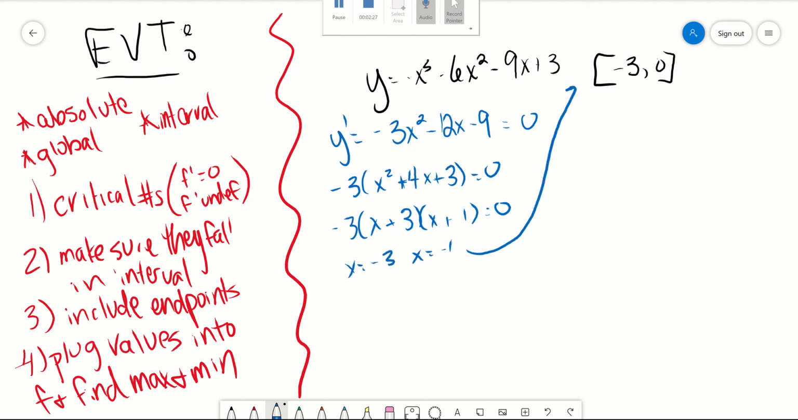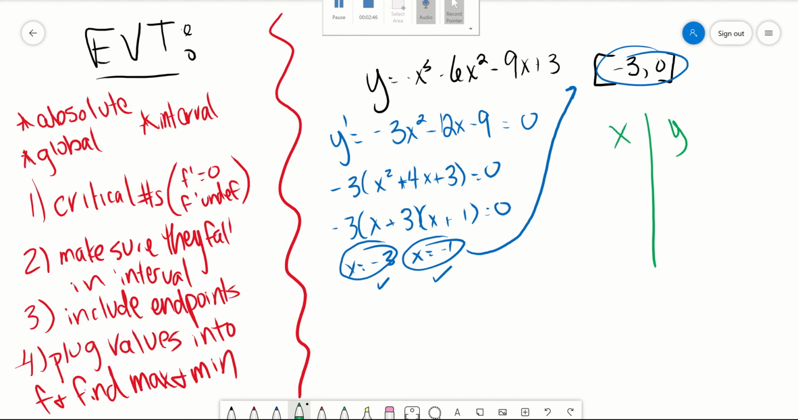Now we look. Is negative 3 in that interval? Yes. Is negative 1 in that interval? Yes. Once you've done that, you need to make sure you include your critical numbers and your endpoints in your test. I usually make a table of x and then y. I need to include my endpoints, which are negative 3 and 0. And then my critical numbers are negative 3, which is already in there, and negative 1.